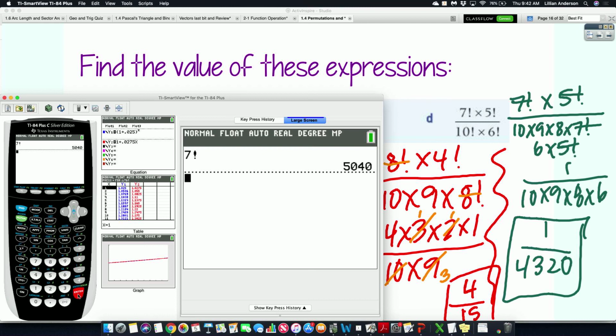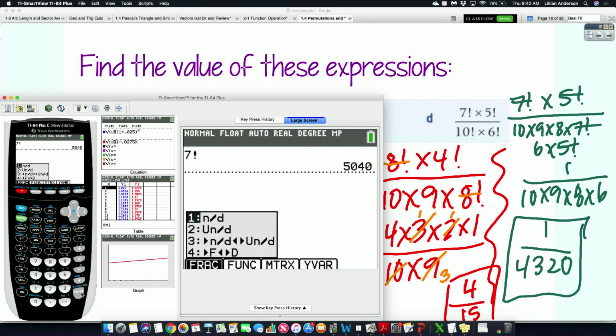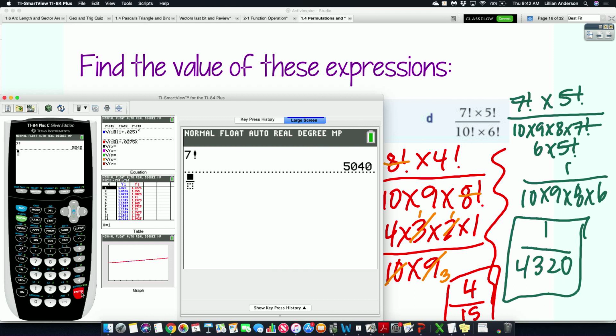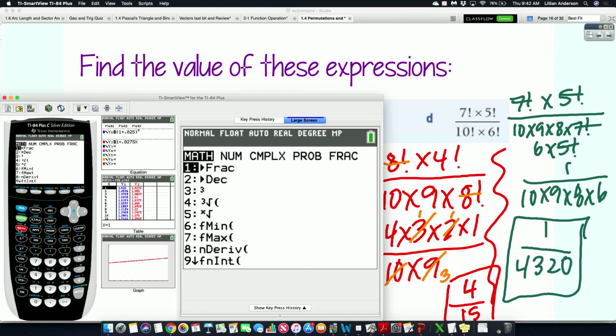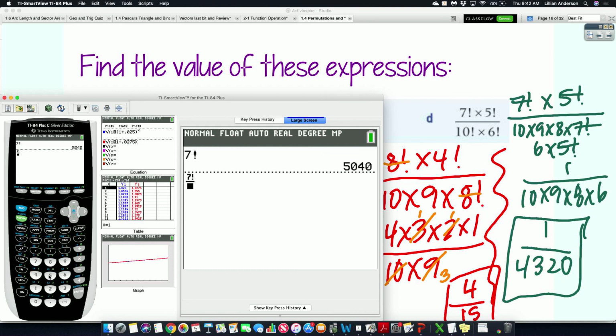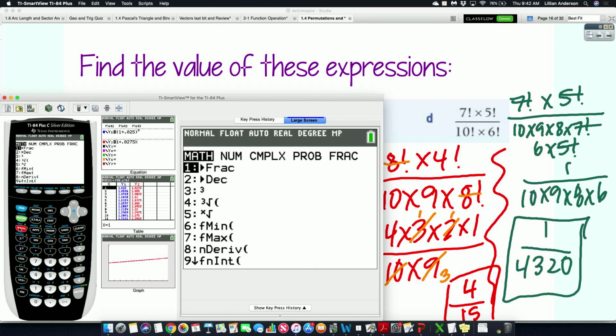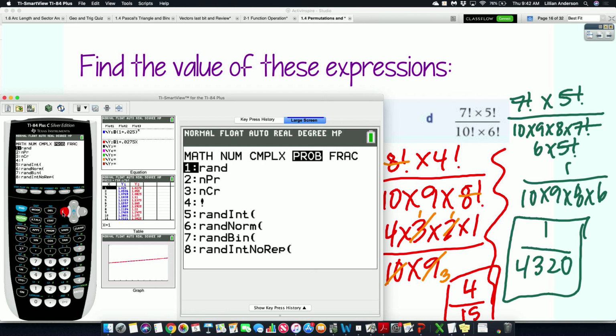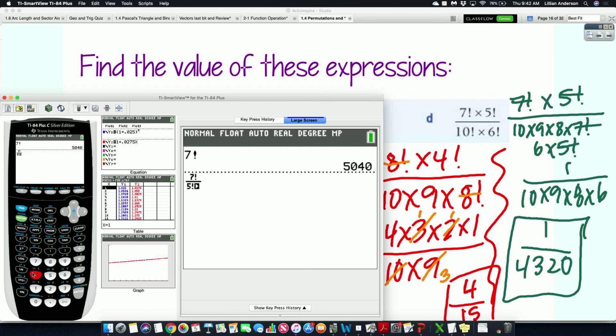If I wanted to divide 7 factorial by 5 factorial, remember alpha y equals, option 1 gives you that fraction, or you just do old school division. I just want to make sure y'all remember that trick. It's very helpful. Okay, remember math, PRB, or prob, 4, over 5 factorial. Looks just like it was for the first one. And there you go, 42. Okay?